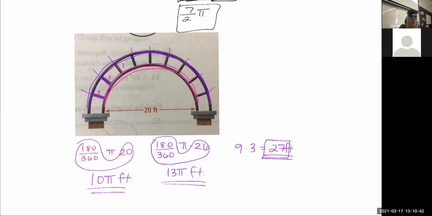10 pi plus 13 pi plus 27 comes out to 99.256 is what I'm getting. So you would need just over 99 feet of wrought iron for that to work. There was another one. Oh, 38 on 10.7.